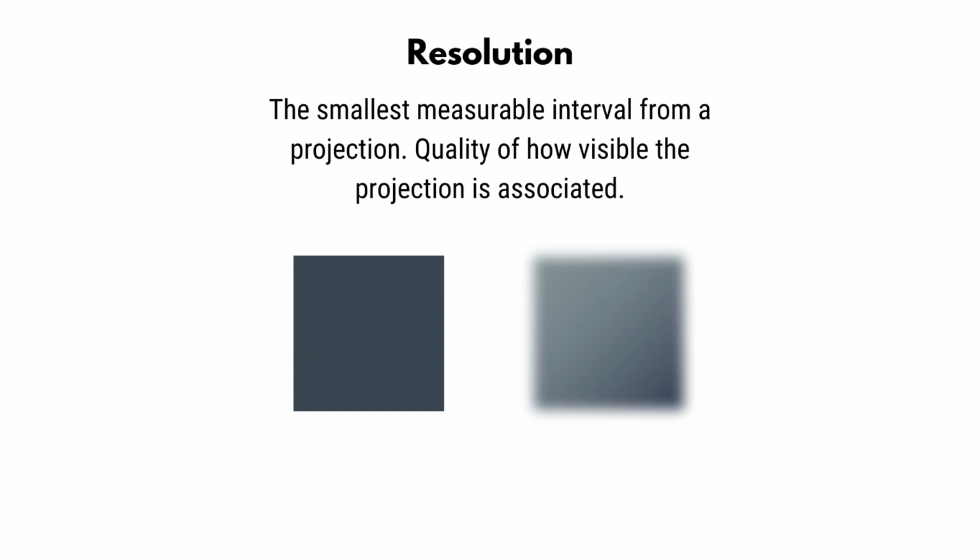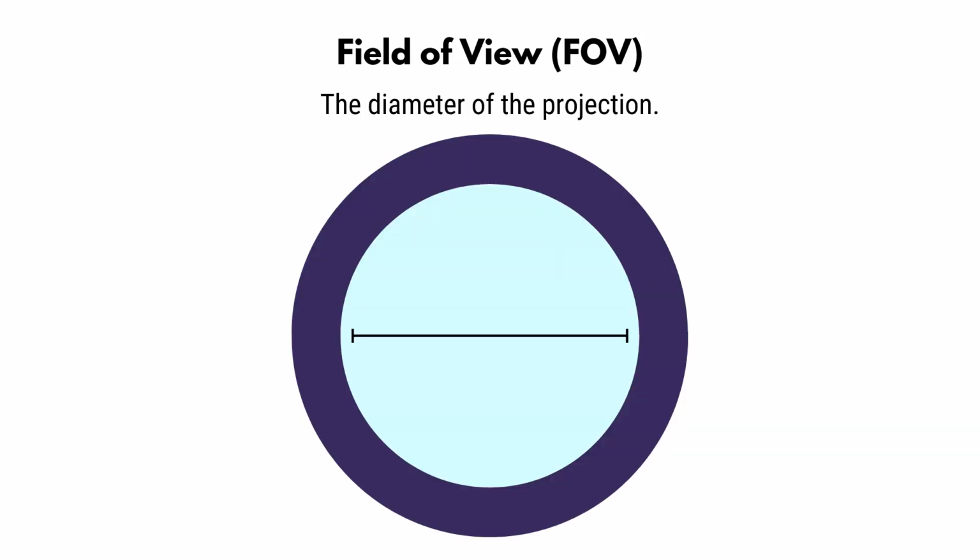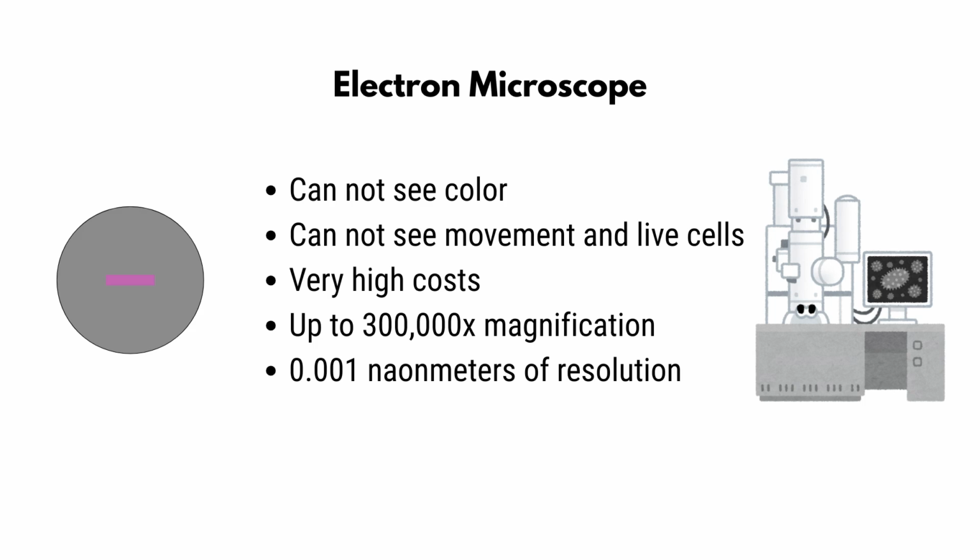Resolution is the smallest measurable interval from a projection, and it's the quality of how visible a projection is. So for example, we have a high resolution cube on the left, while a lower resolution, blurrier cube is on the right here. And the last term we'll cover here for now is field of view. It's the total diameter of the projection. And in this image I have made here, it's supposed to mimic what's under the microscope and what you usually see through the ocular. So for example, this total field of view could be around 1 centimeter if you set it to be that. Now let's cover the electron microscope.